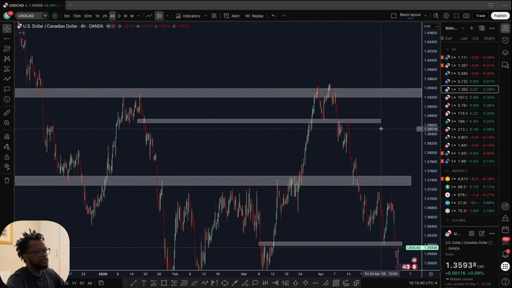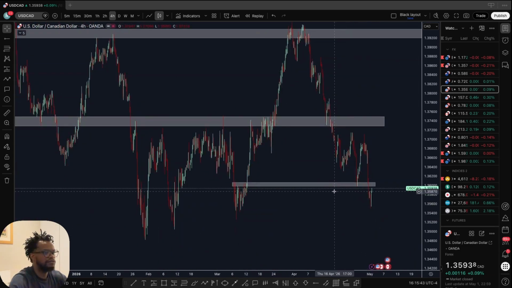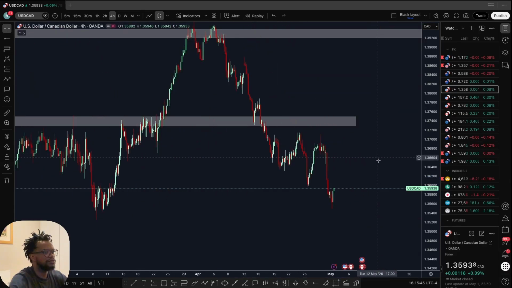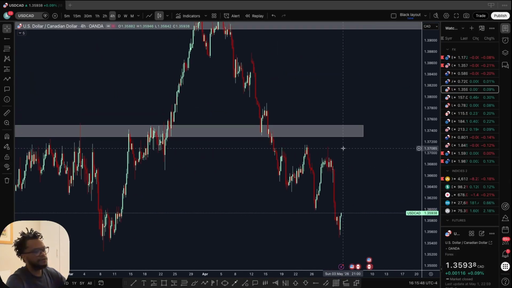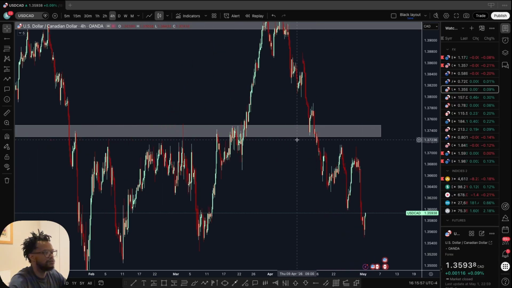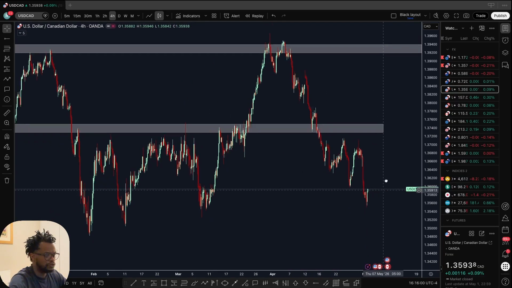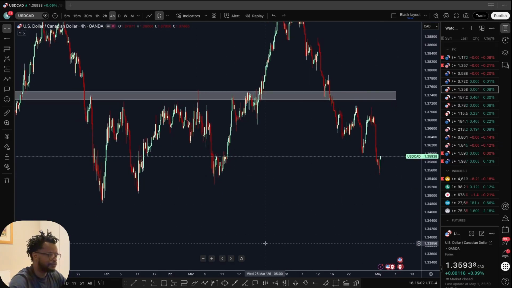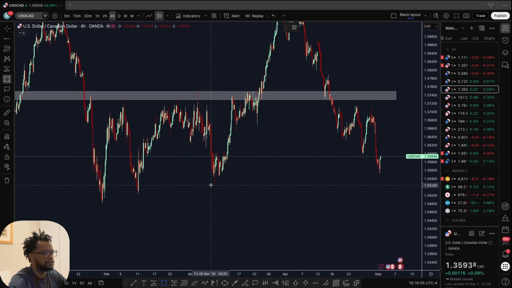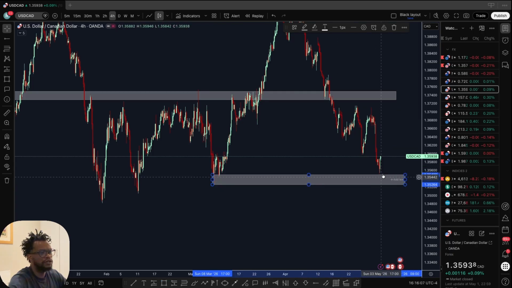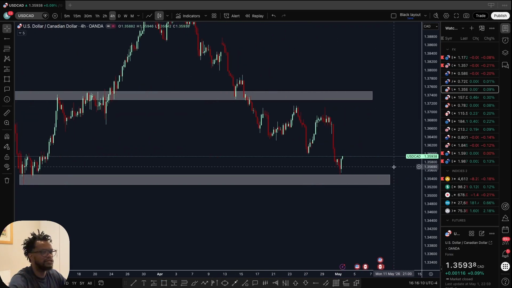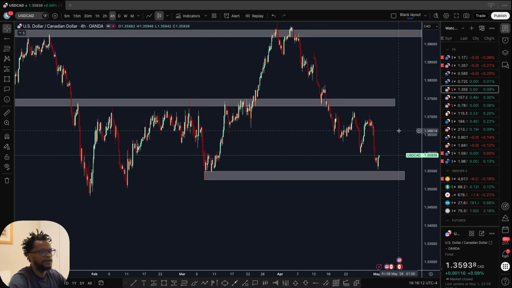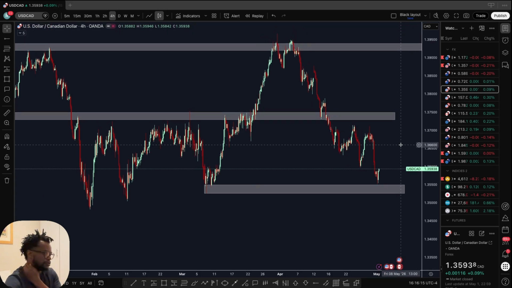Dollar CAD, let me delete these intermediate zones. I'm going to leave my major zones. Dollar CAD is another one that I wanted to sell, but price didn't come back. I wanted to sell at 137.3, but we failed to pull back into my zone. Also, it's sold off a lot, right? If I'm looking at this support zone, you don't want to be selling into support, so you want some bit of a reprieve. So that means there's a bit of a conflict.